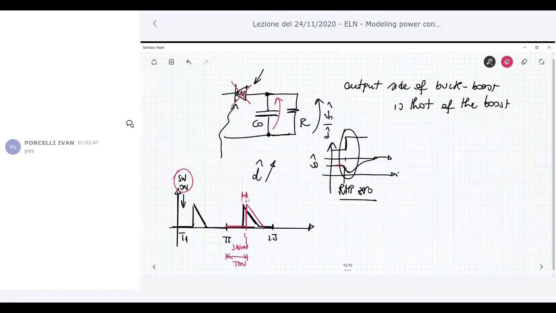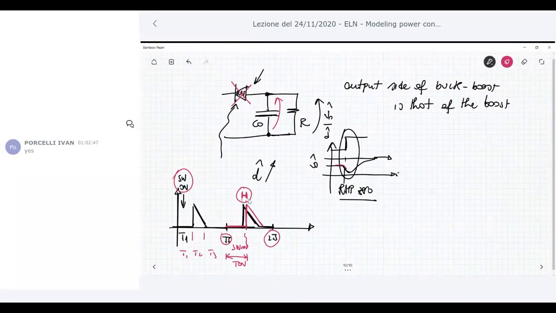In DCM, we have three time intervals: T1, then T2, and then T3. So this delay is a small fraction of the total TS interval. In CCM, for example, you have just T1 and T2. So the time interval in which the diode is on can be a large part of the total TS. In other words, the delay that you can have in DCM due to the increasing of the duty cycle is much smaller than that you can have in CCM.